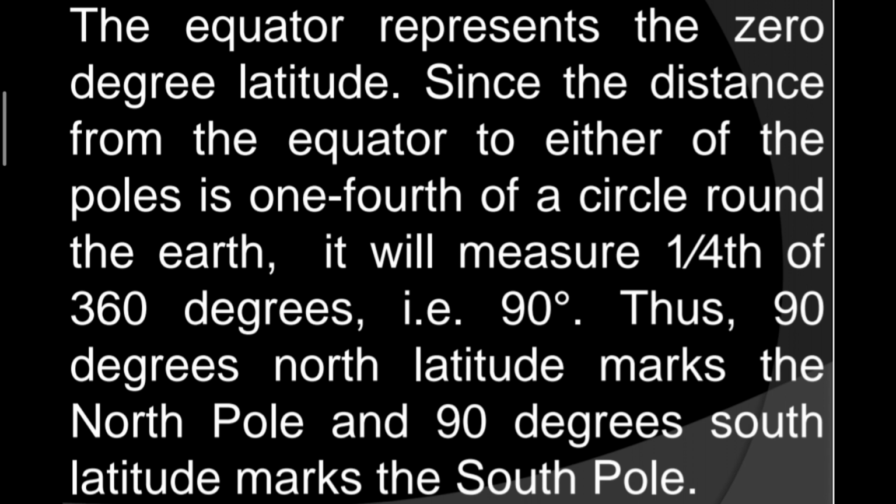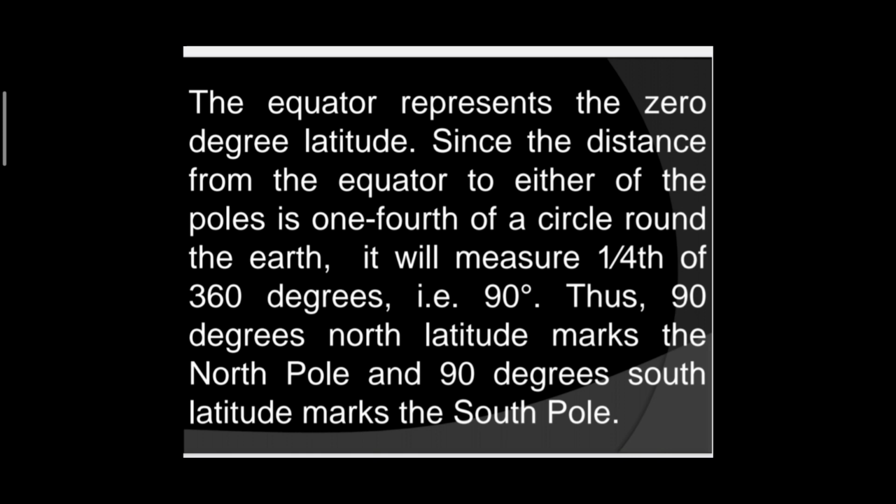The equator represents 0 degree latitude. Since the distance from the equator to either of the poles is 1/4 of a circle around the Earth, it will measure 1/4 of 360 degrees, which is 90 degrees. Thus, 90 degrees north latitude marks the North Pole and 90 degrees south latitude marks the South Pole. Clear now?